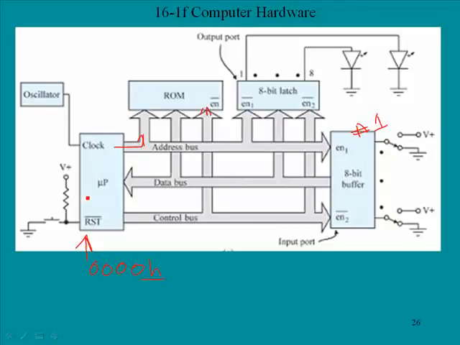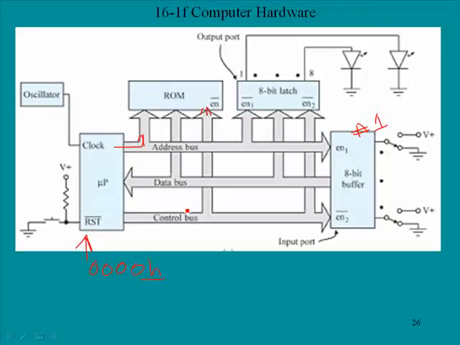Now, the execution of the first instruction is complete. The buses are deactivated, the buses being the address bus and control bus. The program counter is incremented, and we begin to fetch the next instruction.